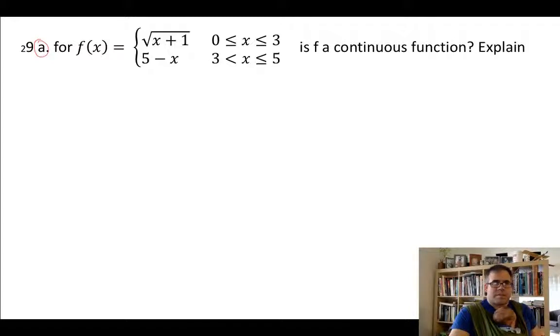So the way we're going to test the continuous function, we don't really need to test whether it's defined at that point. So, at 3, 3 plus 1 is 4, the square root of that is 2, so it exists at that point. So we need to figure out the limits. First thing, this function is continuous as long as x is greater than 0. So that's fine. And this function is continuous everywhere.